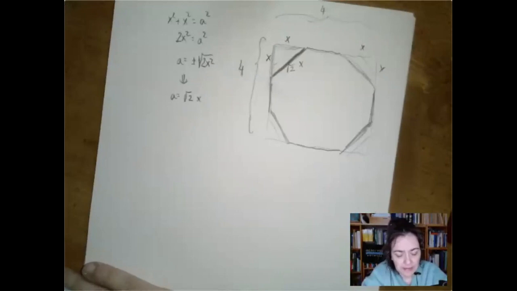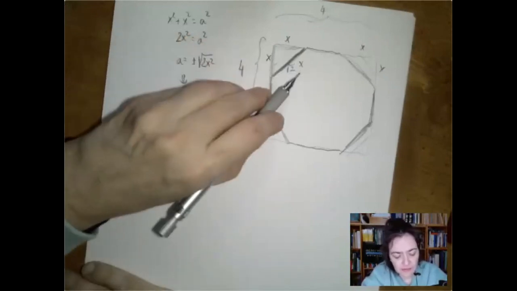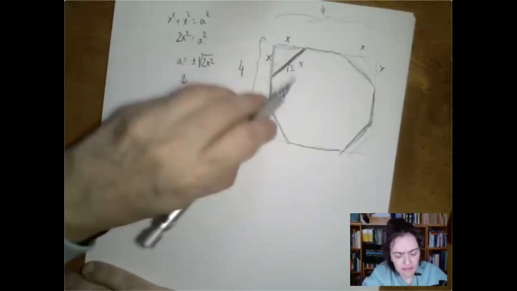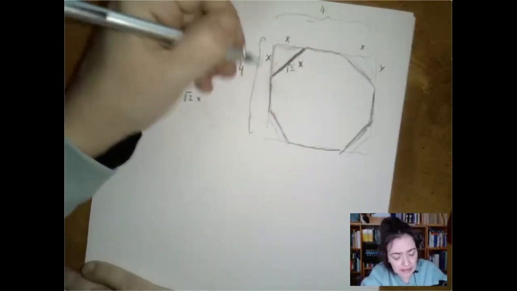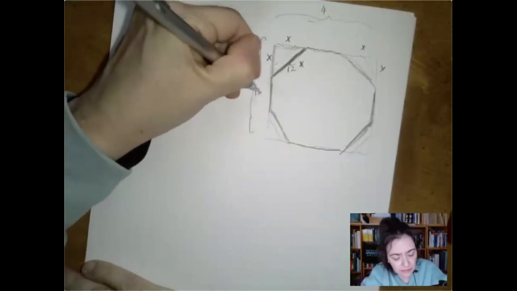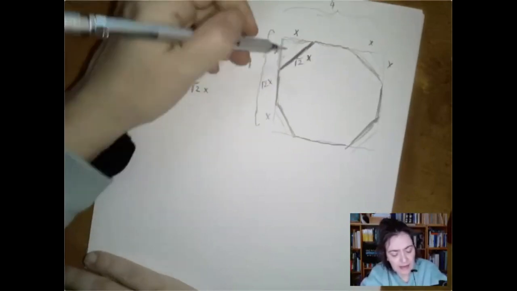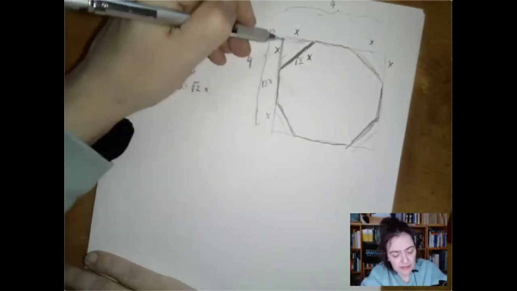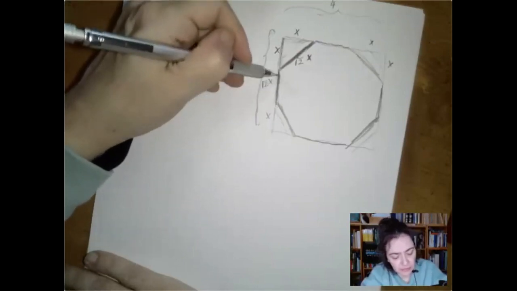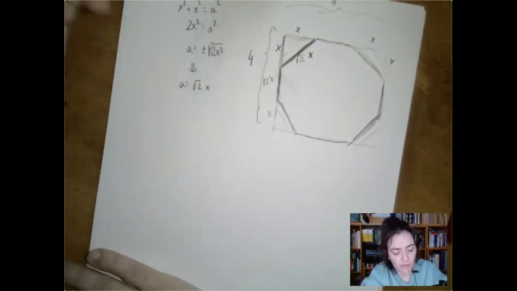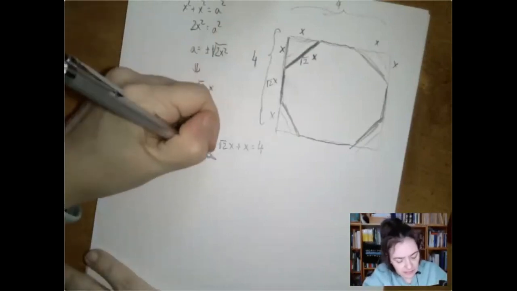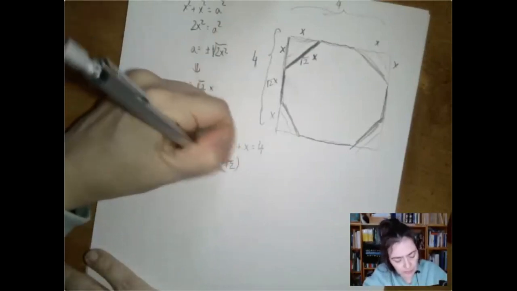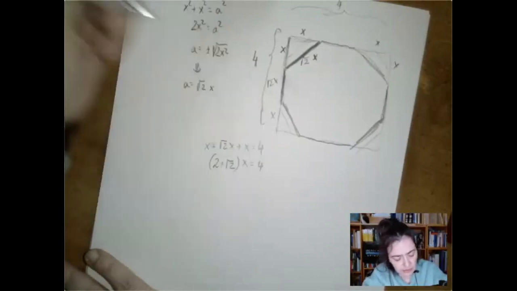right? And this is also the reason why I didn't call this x, because then we would have to end up dividing by square root of 2. But then this here is also square root of 2x. And now here is our equation, that x plus square root of 2 times x plus x is 4. And it's linear, it's just the coefficients are not that pretty. What we have is 2 plus square root of 2 many x is 4.